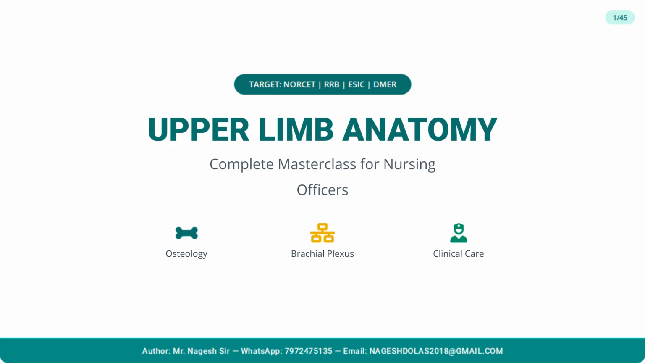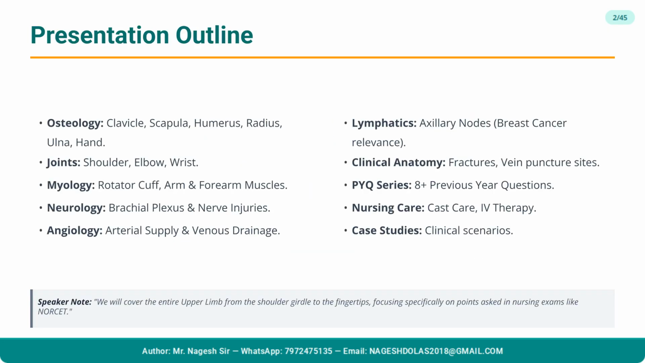Welcome to this complete masterclass on upper limb anatomy, specifically tailored for nursing officers targeting exams like NORCET. We will cover the entire upper limb, from the shoulder girdle to the fingertips. Our focus areas include osteology, major joints, myology, the brachial plexus, and clinical anatomy, with emphasis on common exam points.